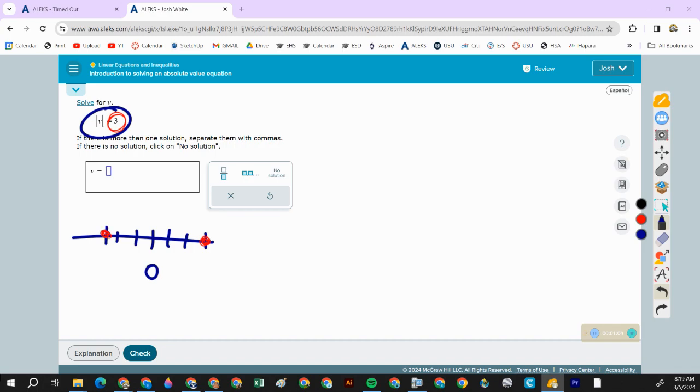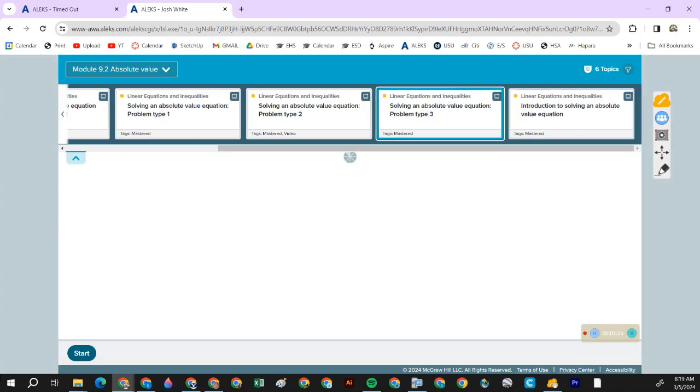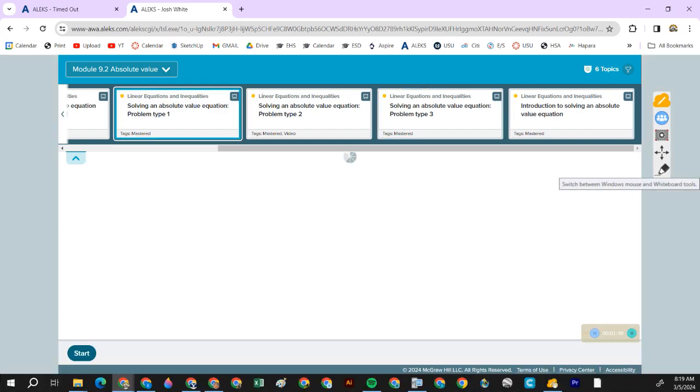So how do we solve this algebraically? Well, all you have to do is split this into v is either equal to 3 or v is equal to -3. And that seems kind of silly, but they do get more difficult. That one's a little more complicated. Let's do an easy one.